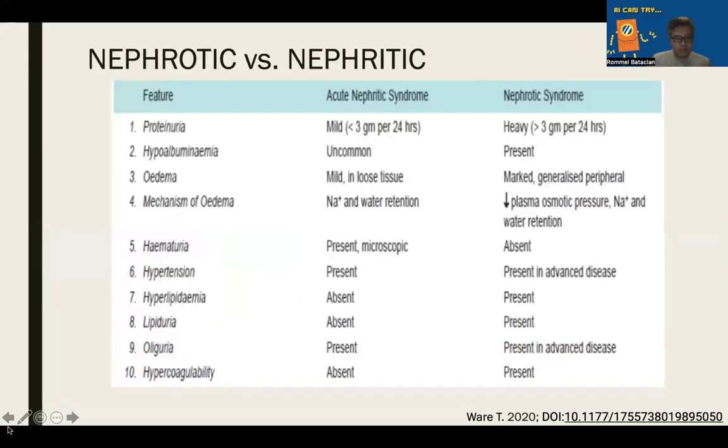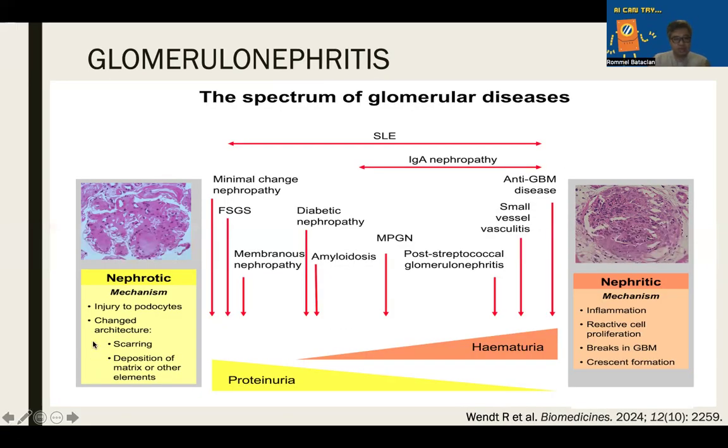For nephrotic syndrome, there's an injury to the foot process or the podocytes, and there's also a change in the architecture that leads to scarring and the deposition of extracellular matrix or other elements in the glomerulus. Nephritic syndrome, meanwhile, is due to inflammation, a reactive cell proliferation, a breakdown in the glomerular basement membrane, and formation of what you call crescents.